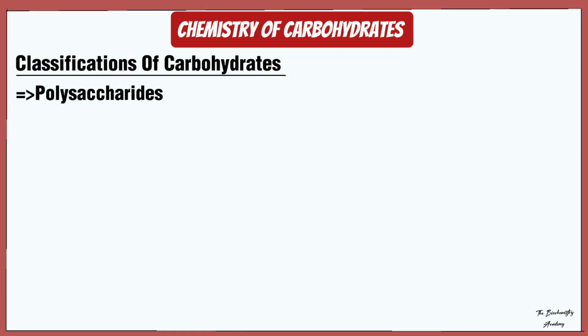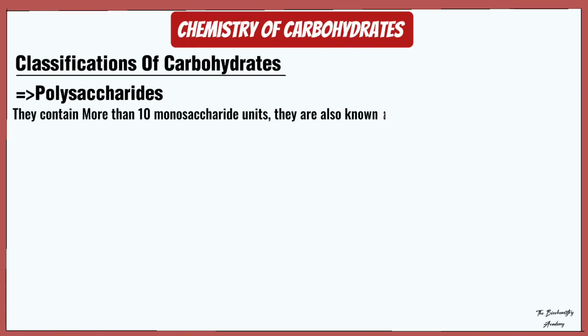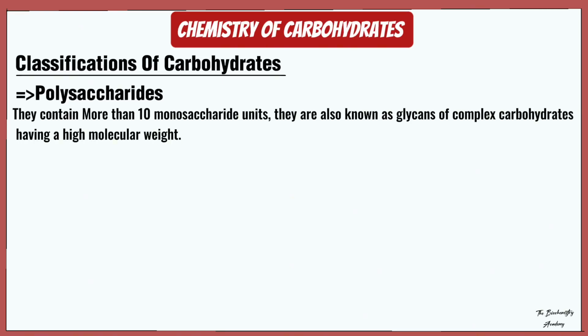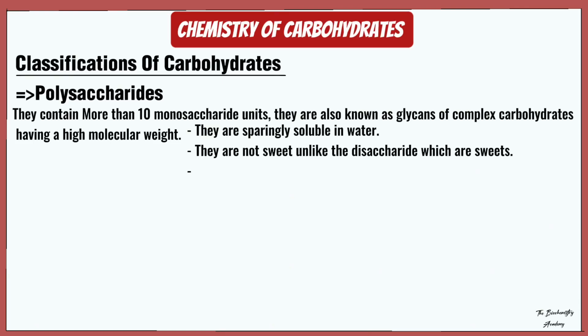The next classification of carbohydrates are the polysaccharides. They contain more than 10 monosaccharide units. They are also known as glycans or complex carbohydrates because they have high molecular weight. They are sparingly soluble in water. They are not sweet, unlike the disaccharides, which are very sweet. Now, they do not possess any aldehyde or a ketone group.